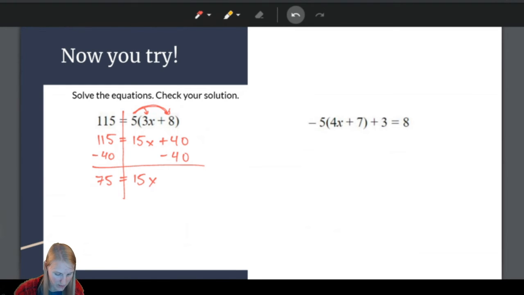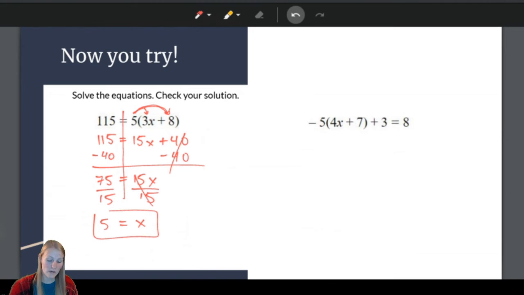75 equals 15x. We got to get rid of that 15, so we're going to divide on both sides. 75 divided by 15 is 5. So x equals 5. We can check by plugging it back in, but I know you know how to do that by now, so I'm going to let you do that on your own.